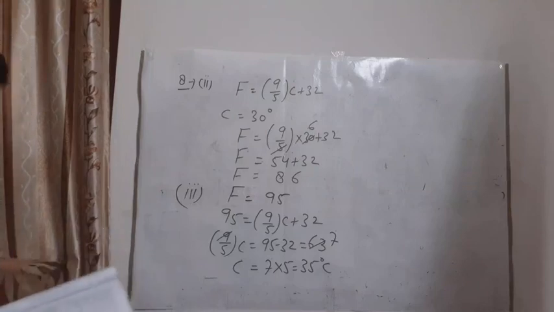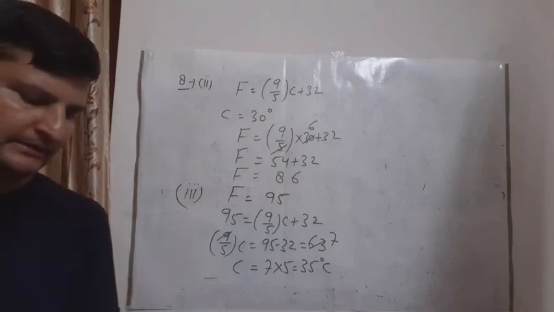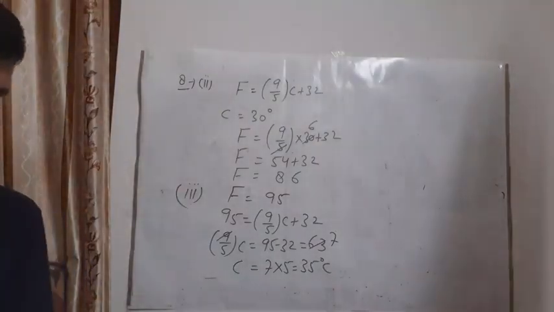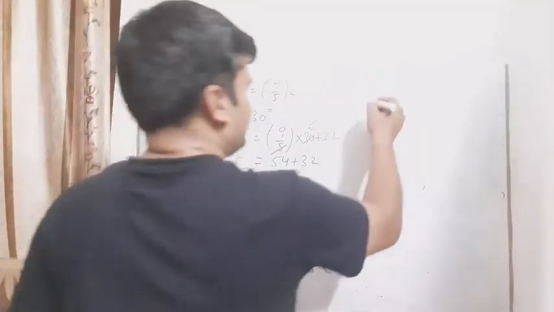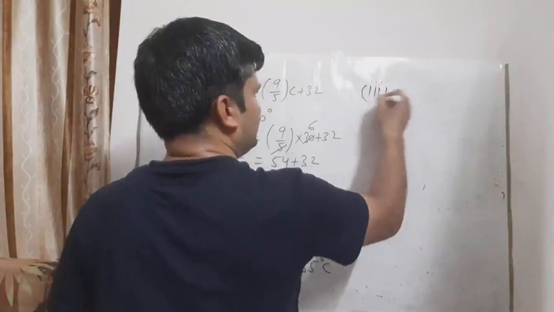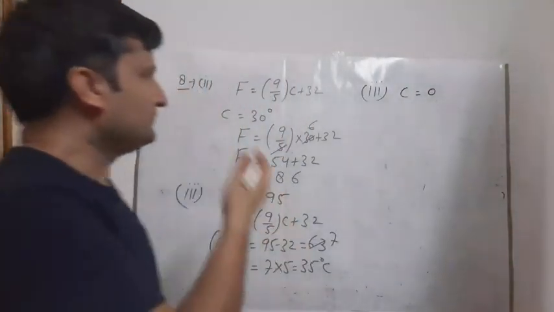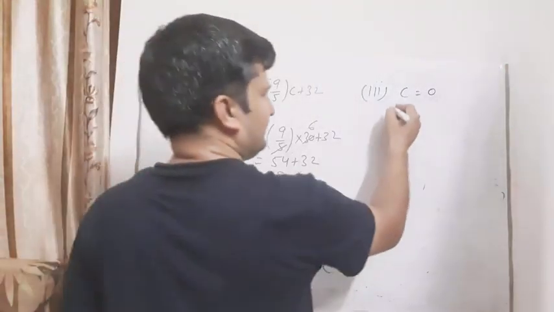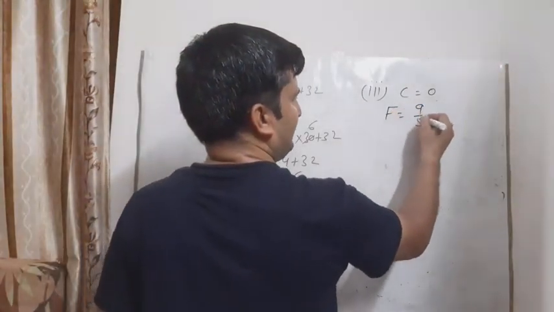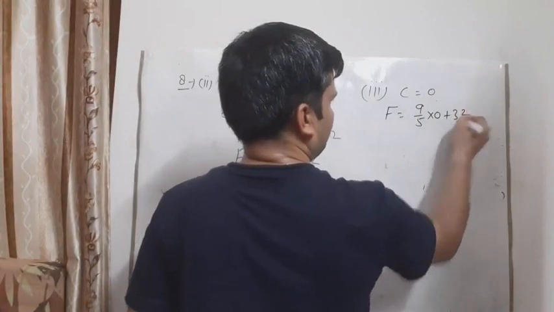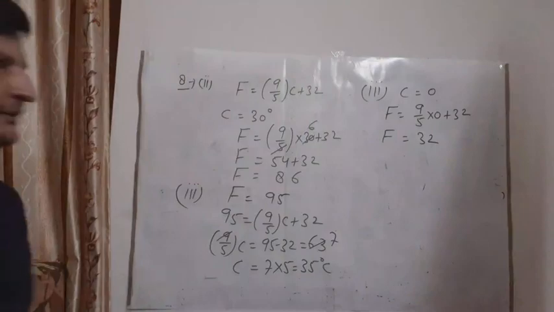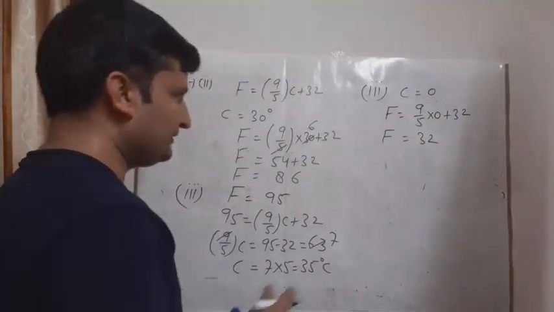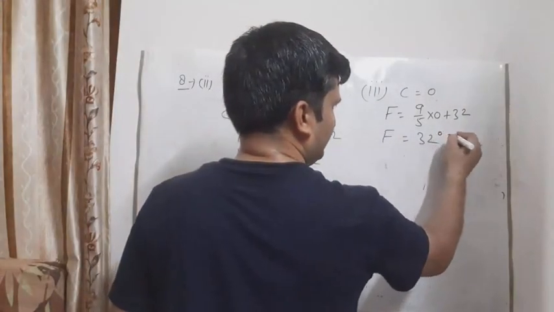Now in the fourth part, what we have to do: if the temperature is 0 degrees Celsius and if the temperature is 0 degrees Fahrenheit, we have to find the values. First put C = 0. What is the value of F? F = 9/5 × 0 + 32. It means F = 32. So this is 32 degrees Fahrenheit.